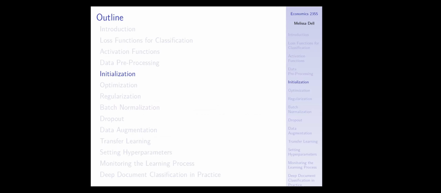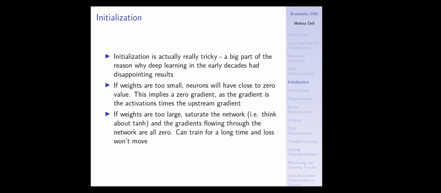Okay, which brings us to initialization. So how do we initialize our network? This is actually really tricky. And it's a big part of the reason why deep learning in the early decades had disappointing results. Fortunately, as I said, this is a problem that we know how to address now. But let's think about first why it's actually not a trivial thing to do.